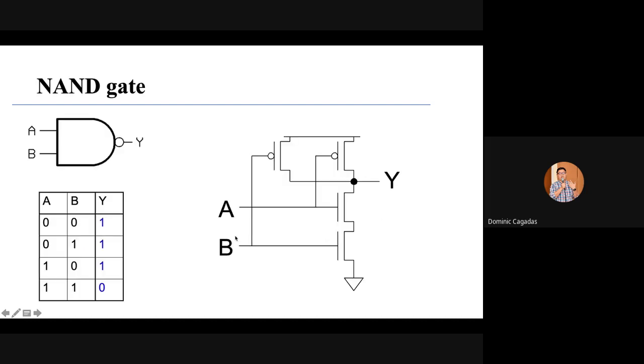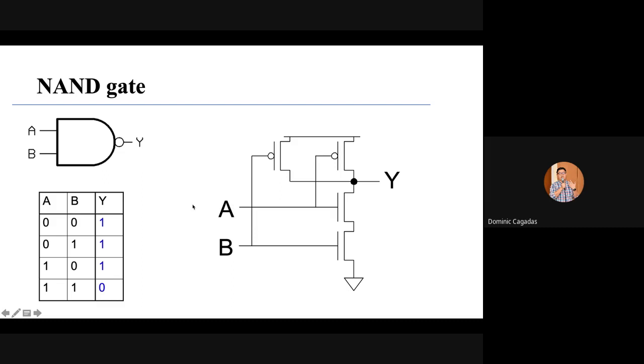Next we have the NAND gate, with two inputs A and B and output Y. Here is the configuration. You will have two parallel PMOS connected to your VDD, your source, and then two series NMOS connected to your ground. You have your input A and input B.